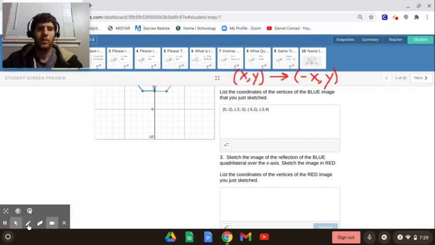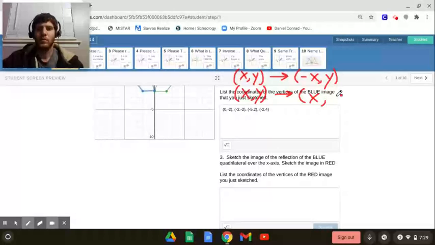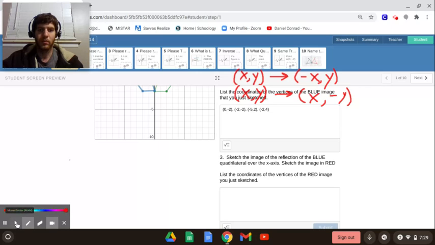Number 3 here is asking us to reflect across the x-axis. So if we write our rule for reflecting across the x-axis, that's going to be (x, y) goes to (x, -y). The x-axis is the horizontal axis, so when we reflect over it, we're reflecting up and down. So the y value is going to change sign and the x is going to stay the same. So our rule was x, opposite of y. So we're reflecting the blue image, the reflected image.